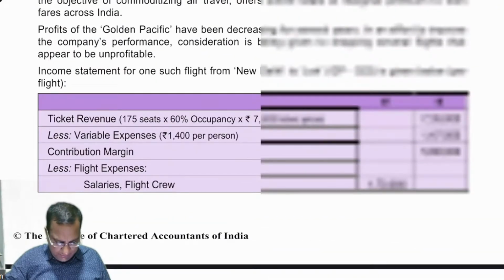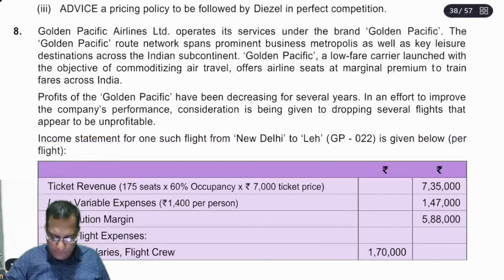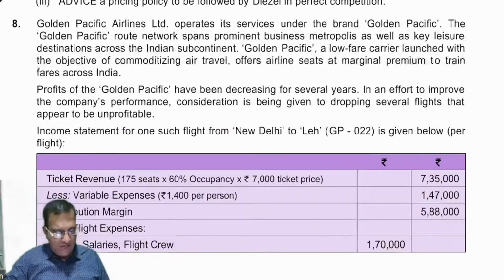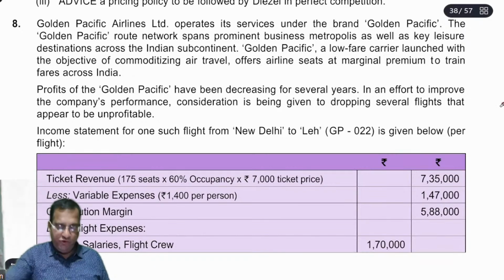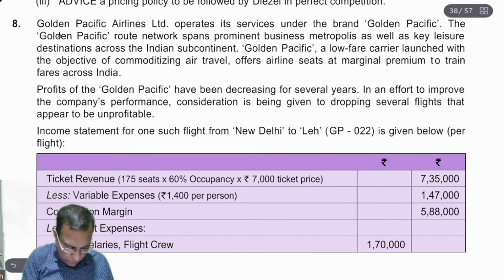प्लीज ओपन पेज नंबर 38. Please open it up, page number 38. It's the last question of today. Okay, so I'm starting question number 8.